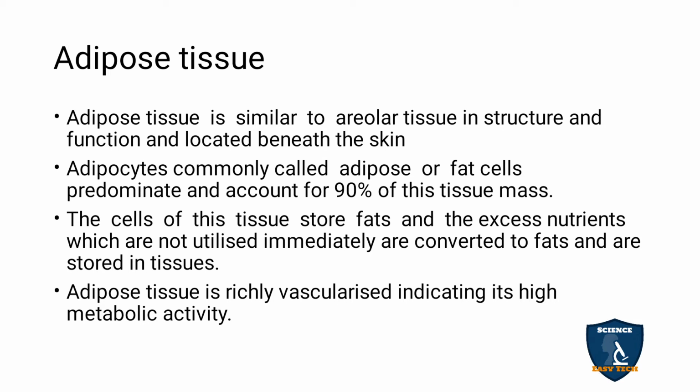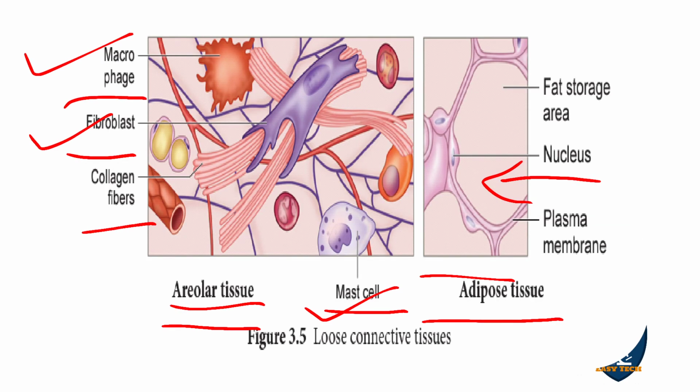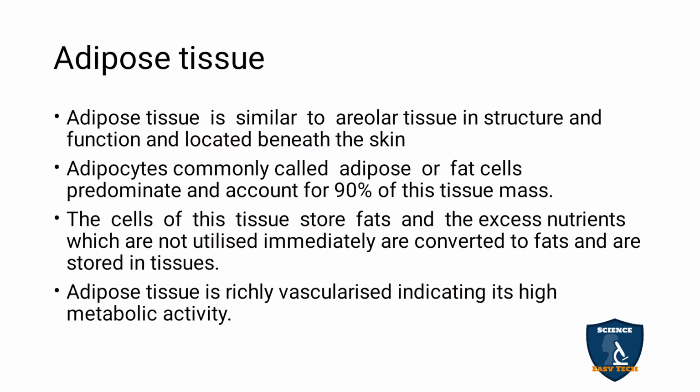So this tissue stores fats and nutrients. The nutrients and fats that are not used immediately are converted into fat and stored in the adipose tissue. The fat is in the form of nutrients first, but after the nutrients are not used suddenly, they are stored for future usage. So it was stored in the form of fat.